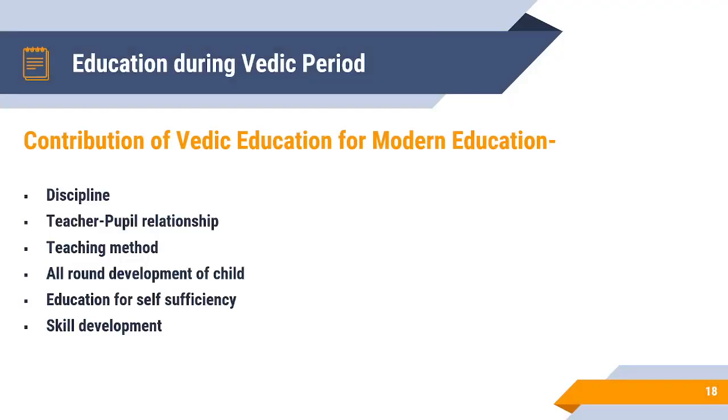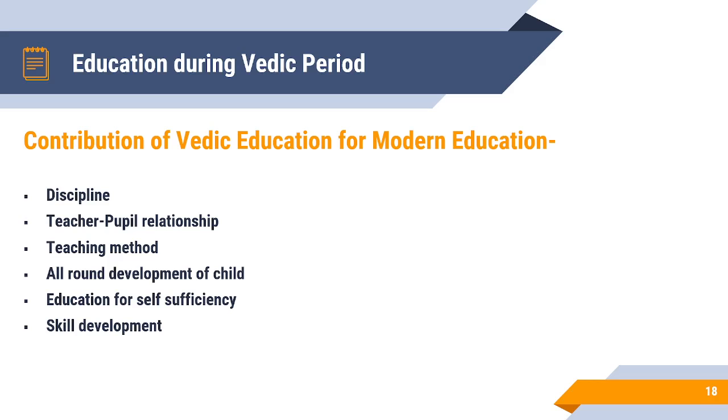Contribution of Vedic education to modern education. The first one: discipline, teacher-pupil relationship, teaching methods, all-around development of the child, education for self-sufficiency, and skill development. As we discussed, during the education system in the Vedic period, there was a relationship between the teachers and the students. Even that we discussed, the teacher had a more dignified place than even the father.